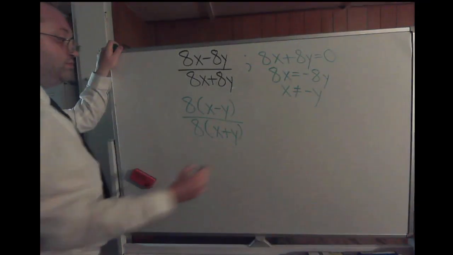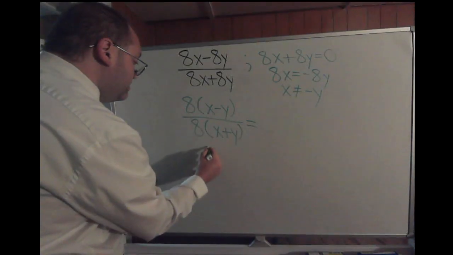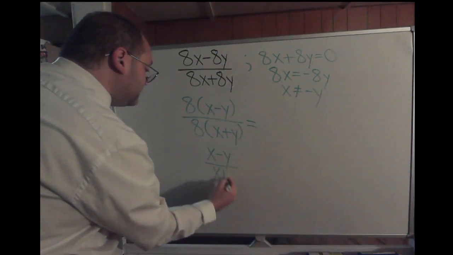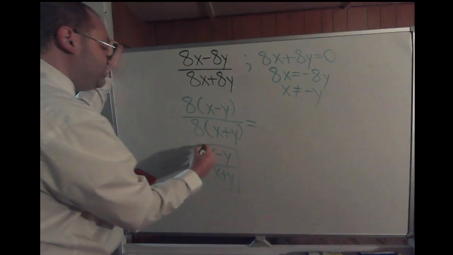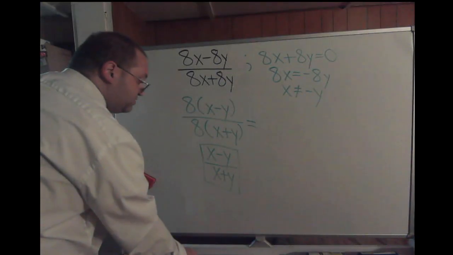Well, between the numerator and denominator, there's a common 8 that factors out, which is just going to leave you with x minus y all over x plus y. That would be the simplification of the fraction, x minus y all over x plus y.